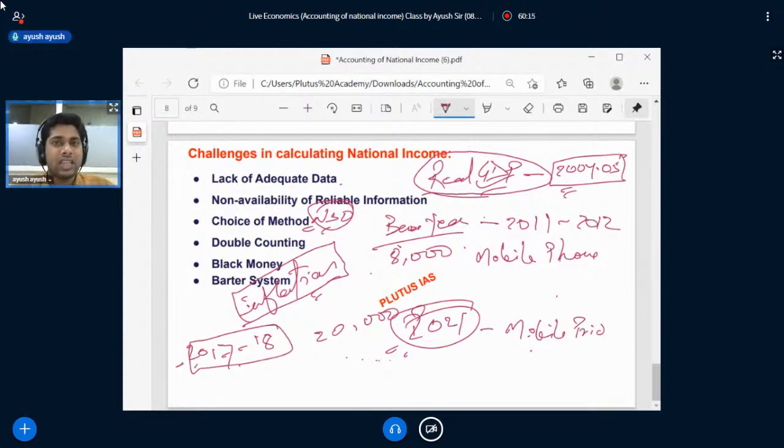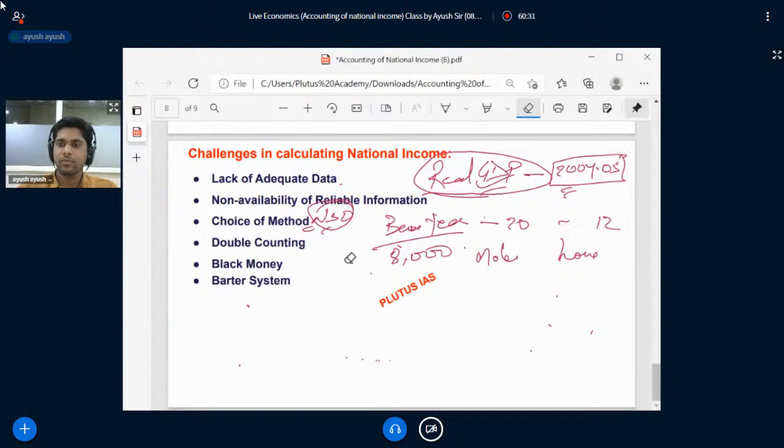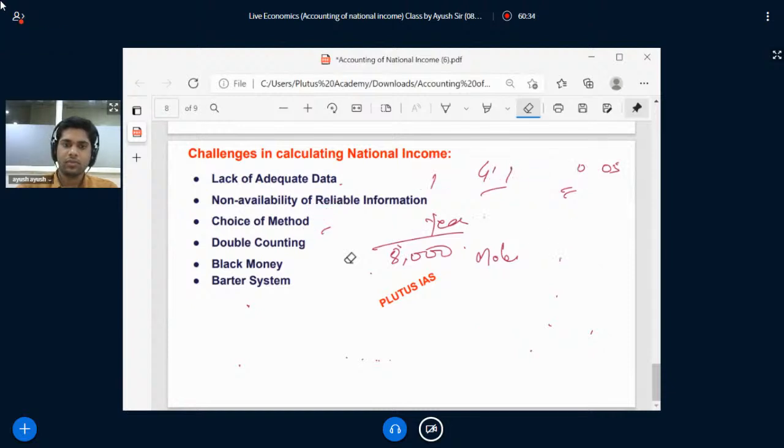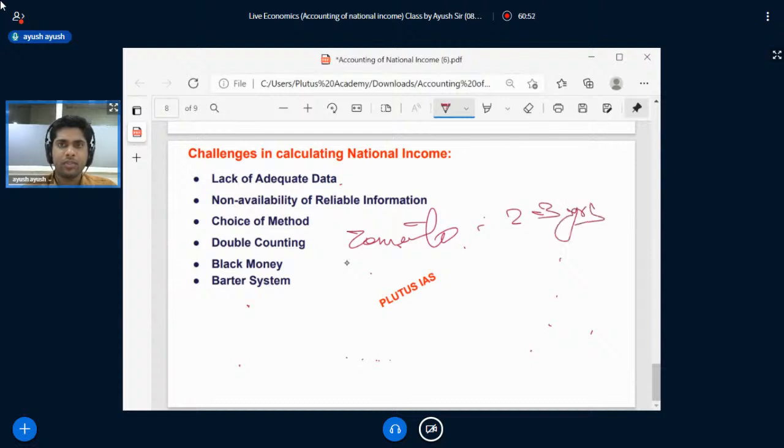Now the question arises, why does the government keep changing the base year? Base year को change करने की जरूरत ही क्यों पड़ती है? You might be thinking. Absolutely correct, Kanchi, because new products come into the market. एक बात बताओ, Zomato कब से आप यूज कर रहे हो? From the last 2 to 3 years you are using Zomato. 2 से 3 साल से.